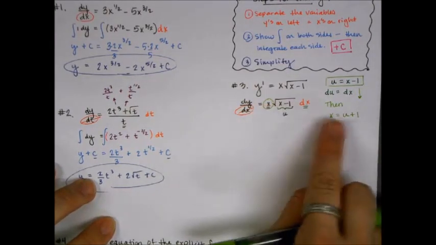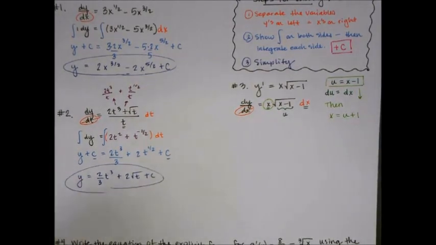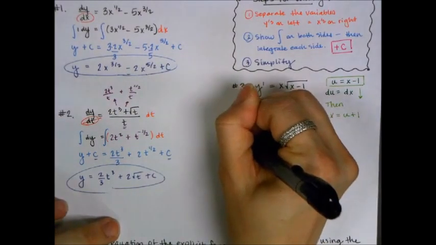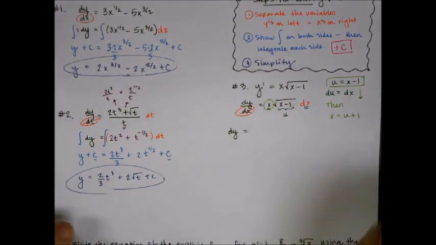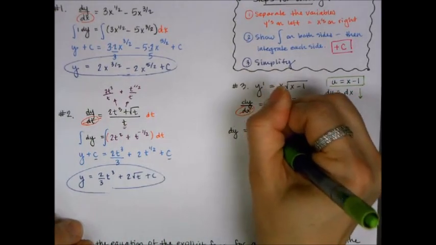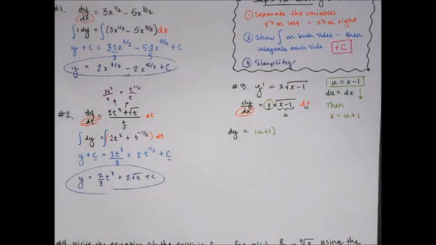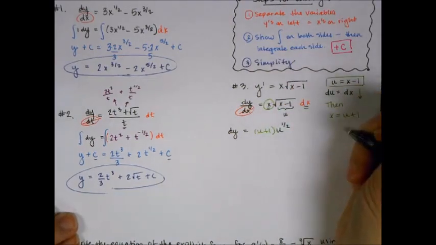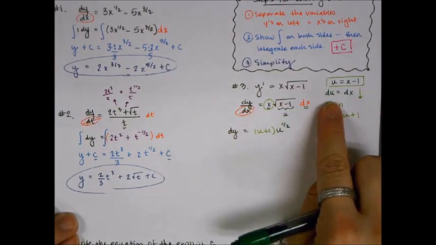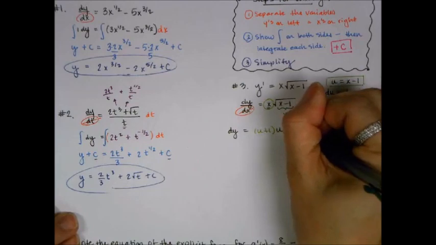And this almost seems like it's not going to be enough to make this work. So let's try it out. So in the front, I have x, which is replaced with u plus 1. And then we have the square root of u. We're going to write as u to the power 1/2. And then last, du will replace the dx. So was this enough? Just about.